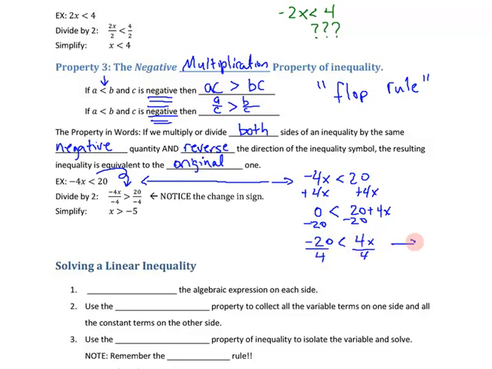And what do you end up with? You have negative 5 less than x. Notice how x is on the bigger end of that inequality. This is the same thing as this, right? x is on the bigger end of that inequality. Dividing by a negative and remembering the flop rule is a shortcut so that we don't have to go through this whole process and then get here and then flip the whole thing over on its side.